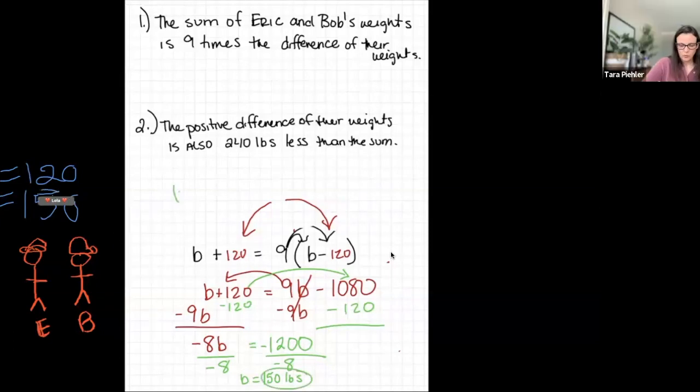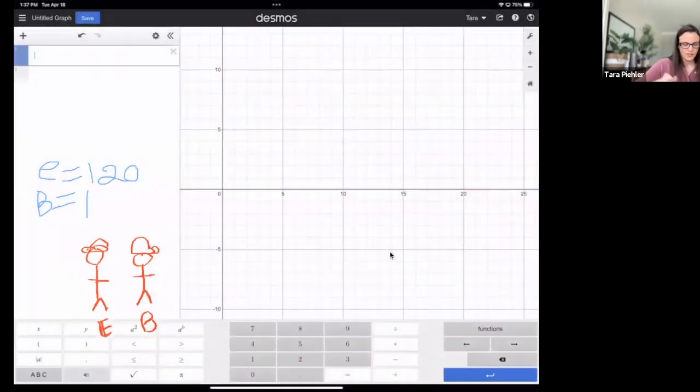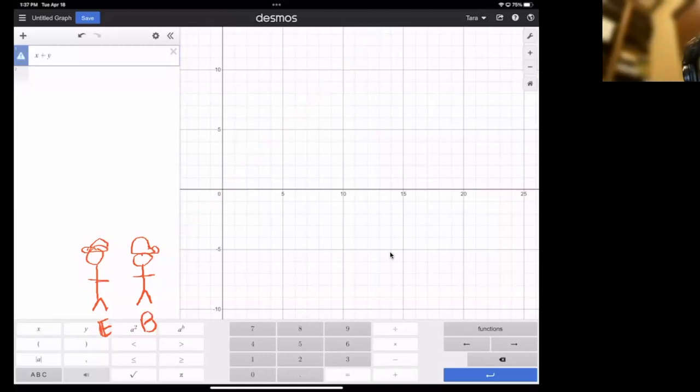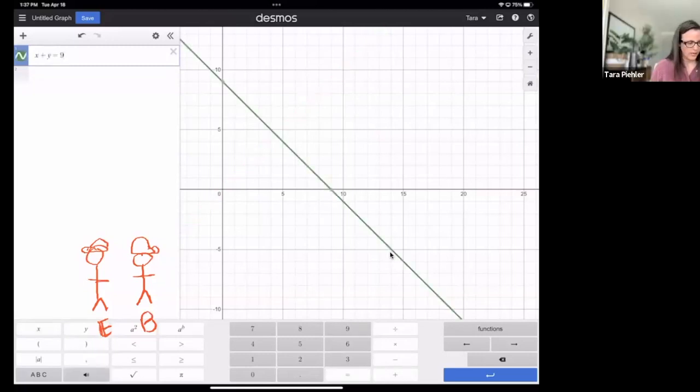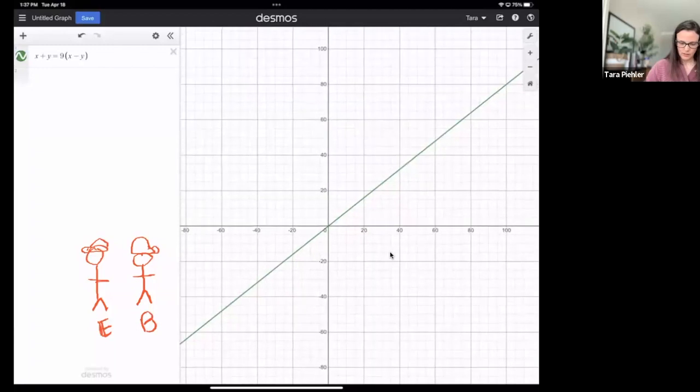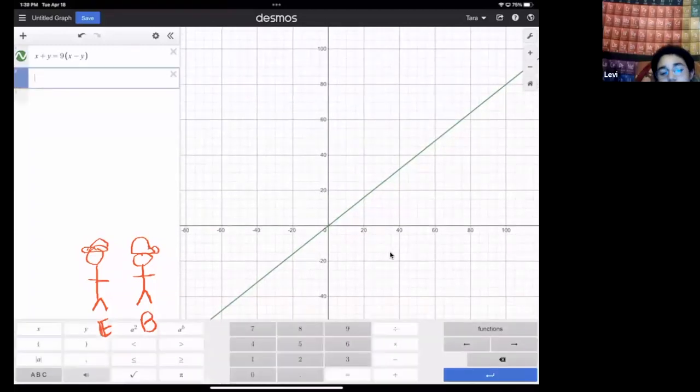Very good. So 120 and 150. Let's put it in. Let's see if we're correct. All right. Our first equation, Grace said it was X plus Y equals 9 times (x minus y). All right, there's our line. It goes right to the 0 too.